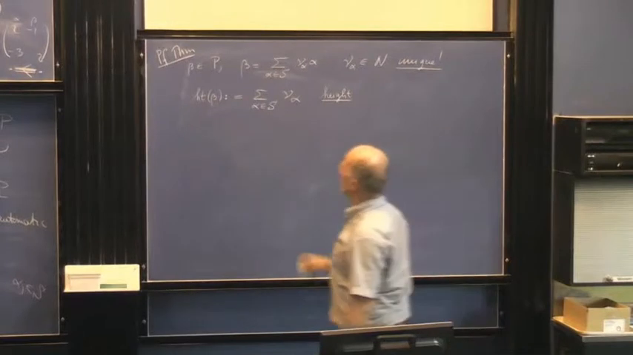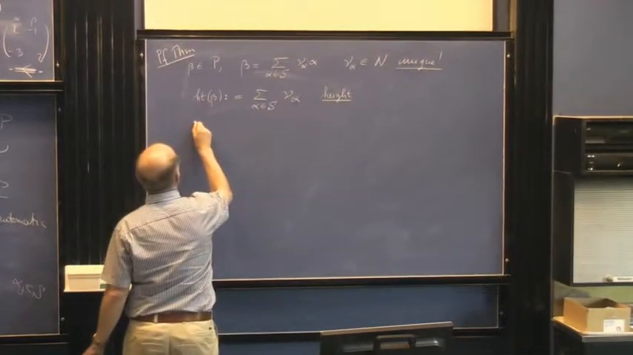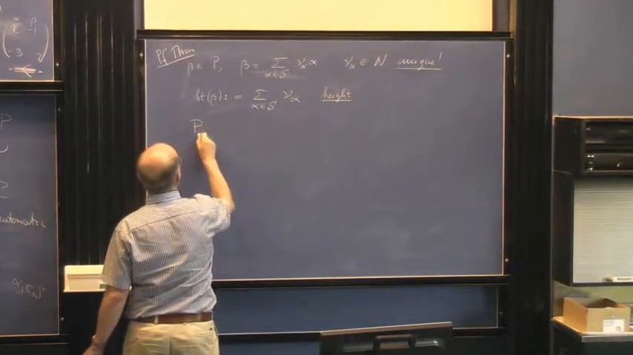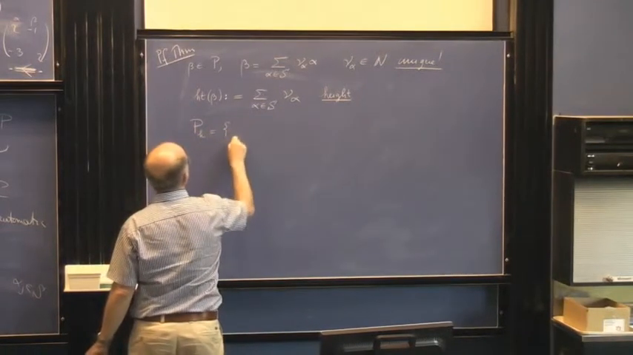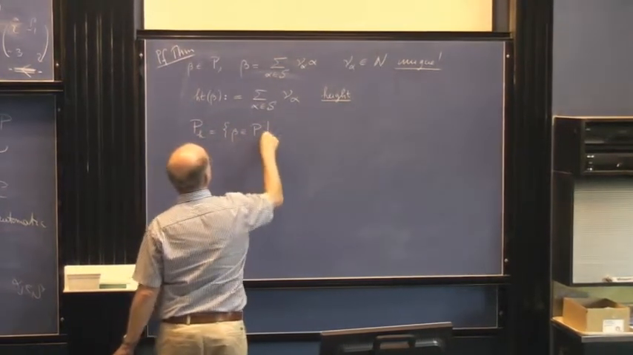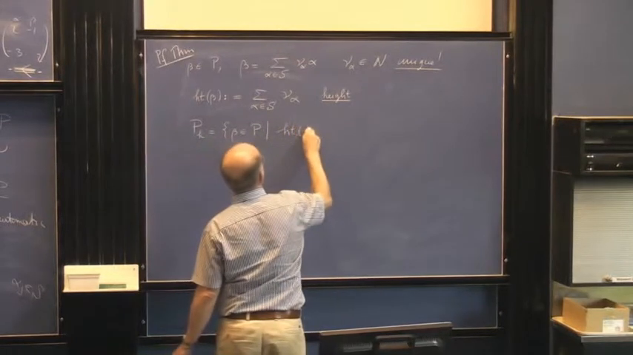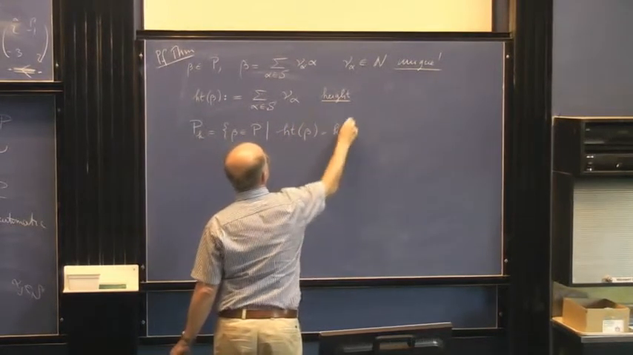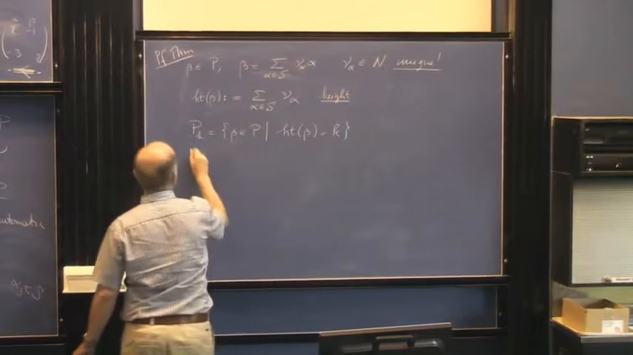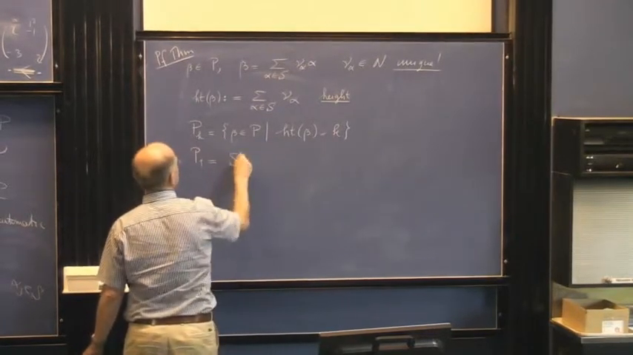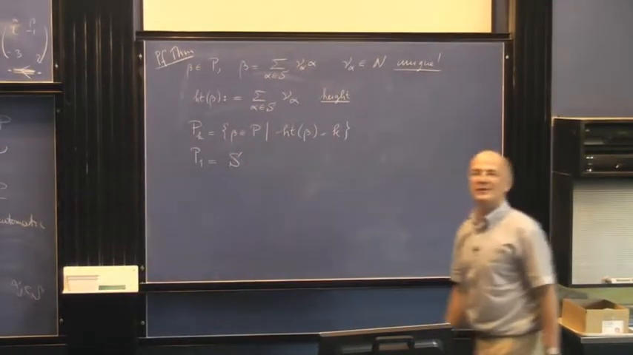Okay, and now define P sub k to be those positive roots that have height k. So we know what P1 is. P1 is S. These are the simple roots.